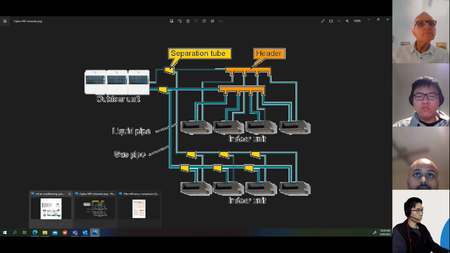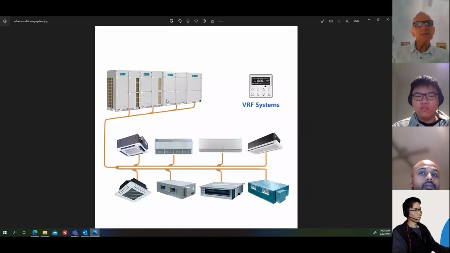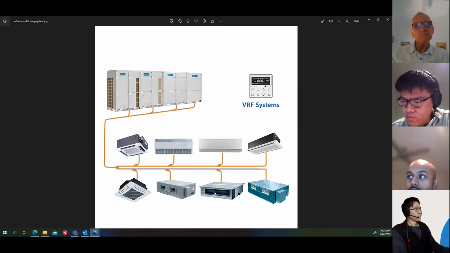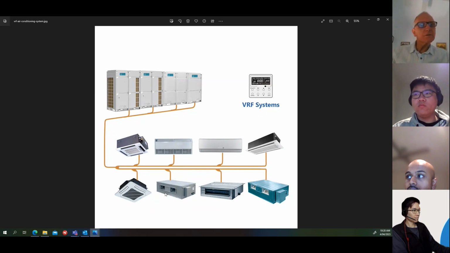Got another schematic here, which is a bit clearer. In this case, there's 4 condensing units here, and various types of indoor units. So there's under ceiling cassettes, wall mounted fan coil units, ducted units, and so on. So they're very versatile, and they've got some other benefits too. So back to the notes.